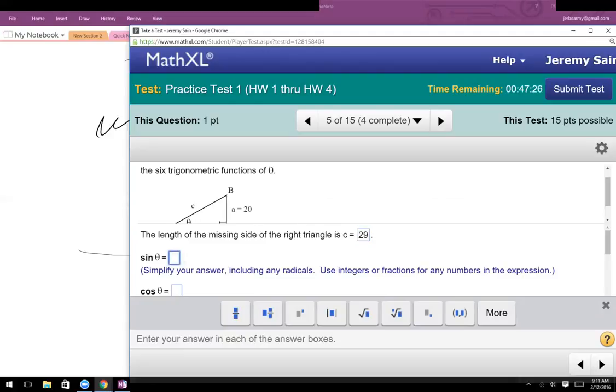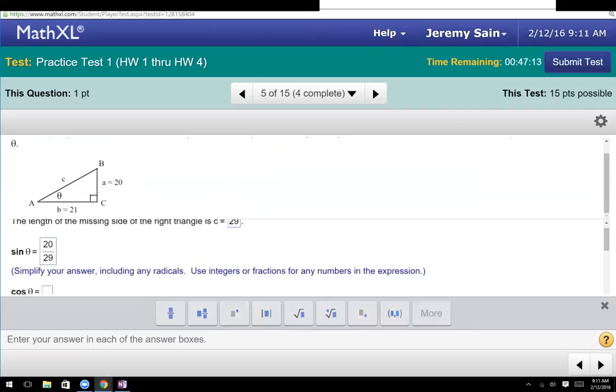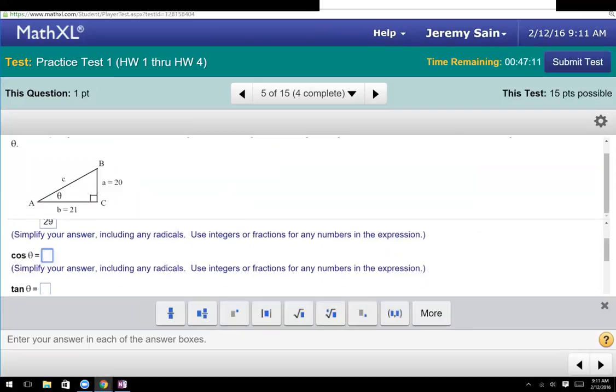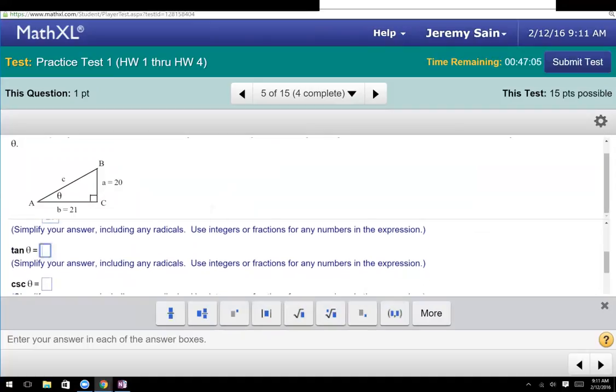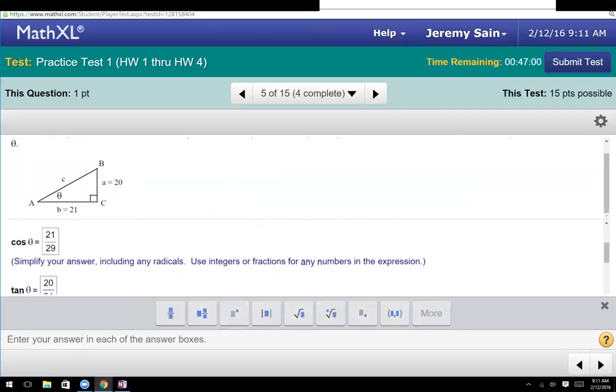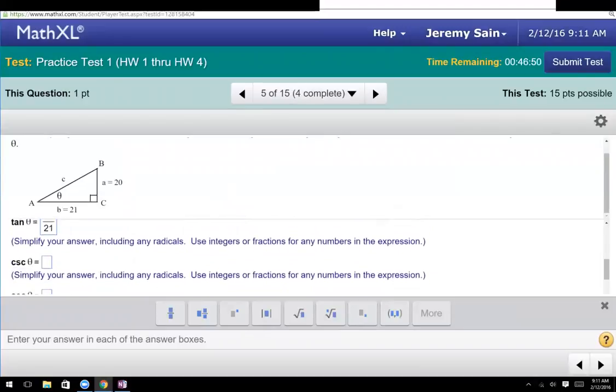So sine theta would be what? It's opposite over hypotenuse, so 20 over 29. And cosine theta is? 21 over 29. Tangent theta? 21 over 20. Tangent's opposite over adjacent. Okay, cosine's adjacent over hypotenuse, so that's 21 over 29. Tangent's opposite over adjacent, so that's 20 over 21.